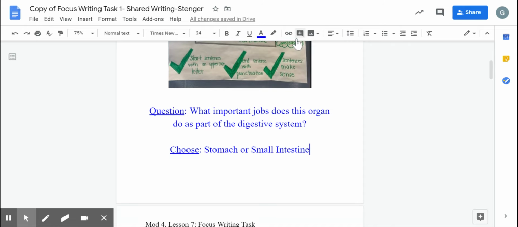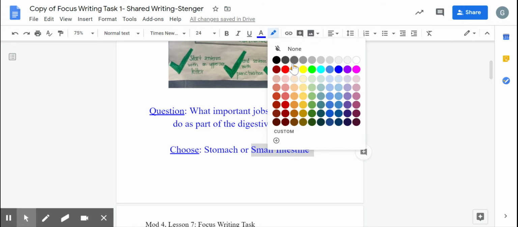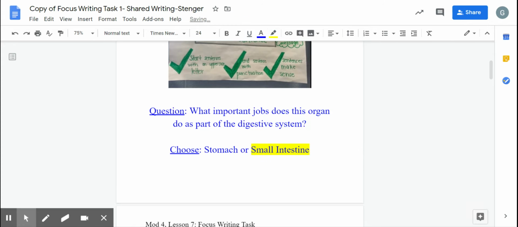The question we're working on this week is, what important jobs does this organ do as part of your digestive system? Let me read it again. What important job does this organ do in the digestive system? That's the important question we're going to write about and try to answer. You get to choose if you want to write about the stomach or the small intestine. For our writing together, we're going to write about the small intestine. Everybody say small intestine. Good job.